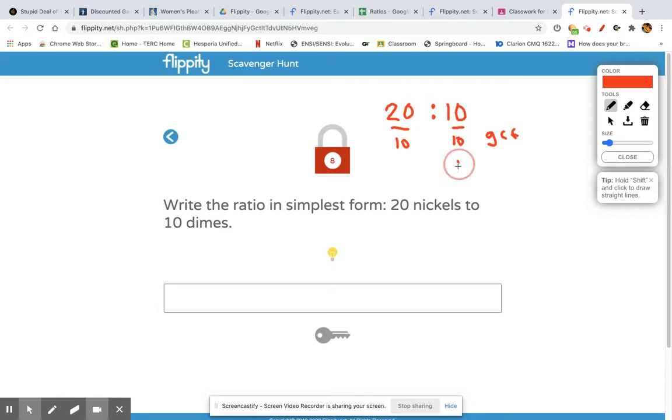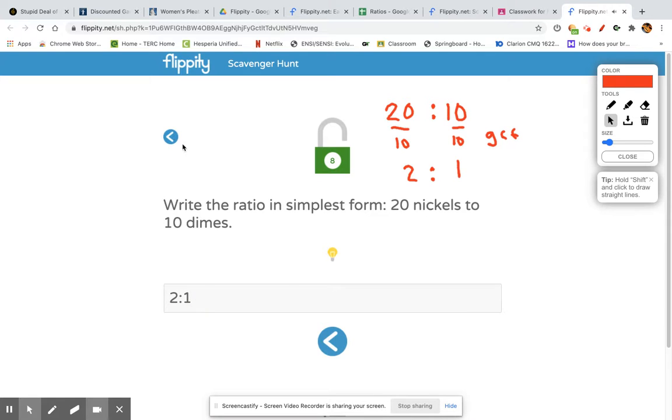So 10 divided by 10 is 1. 20 divided by 10 is 2. So you can see that we have 20 nickels to 1 dime. And that makes sense because there's 2 nickels and 1 dime. All right, so we just type that in, 2 to 1. So the answer needs to be in simplest form.